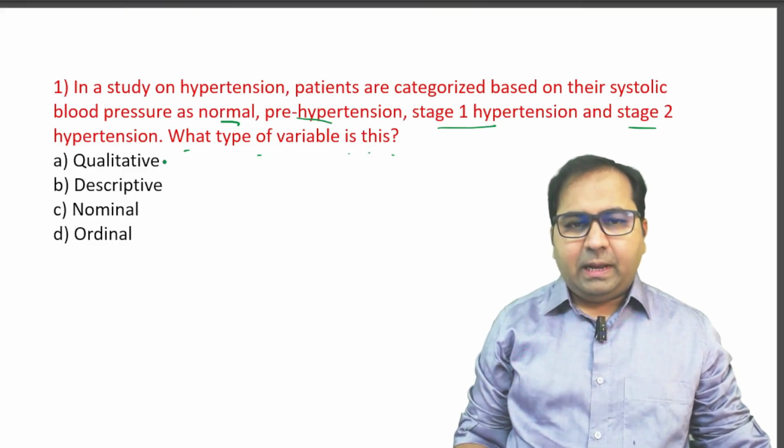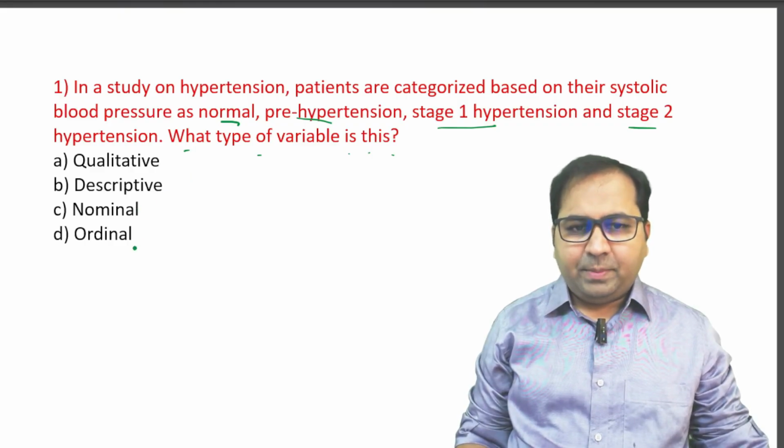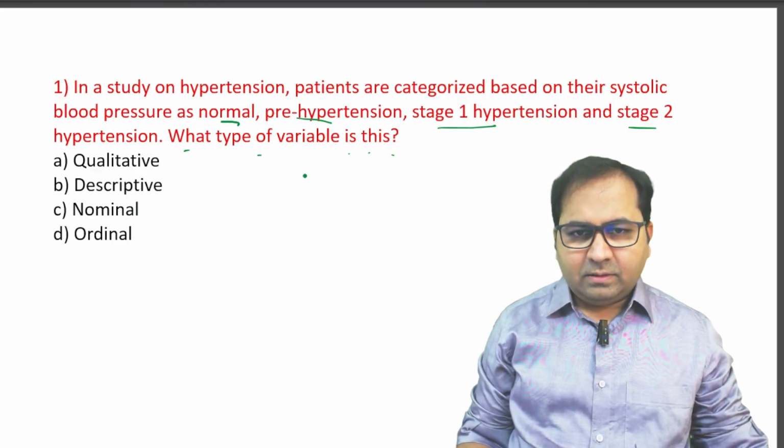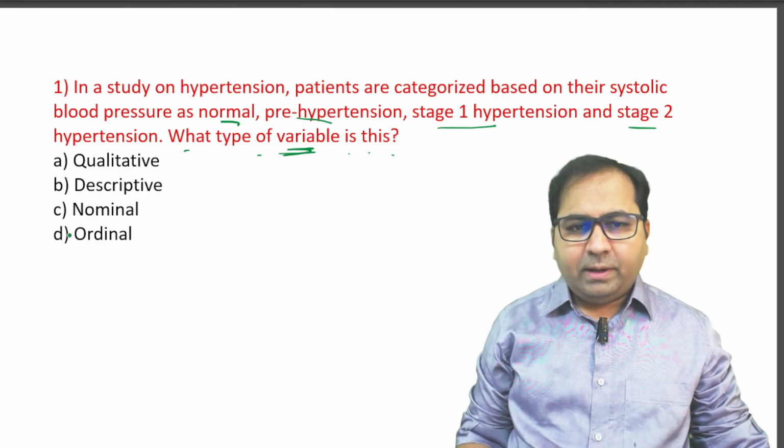The options they gave are A. Qualitative, B. Descriptive, C. Nominal or D. Ordinal. What type of variable is this? The answer is D. Ordinal. This is the ordinal type of variable.